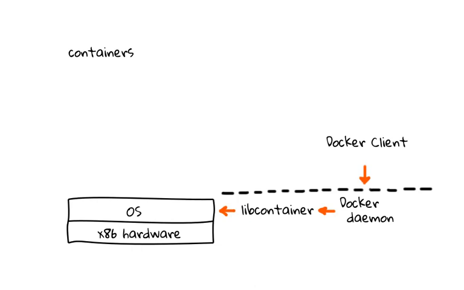So what does the workflow look like? Well, the Docker client tells the Docker server to create a container using a specific image. The Docker server, by proxy of libcontainer, works with the Linux kernel to create a container using that image.